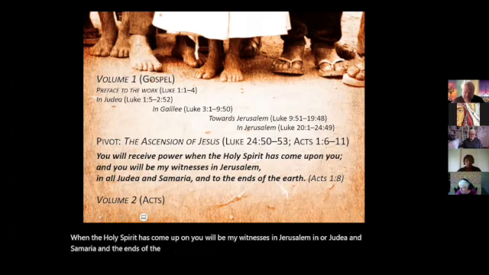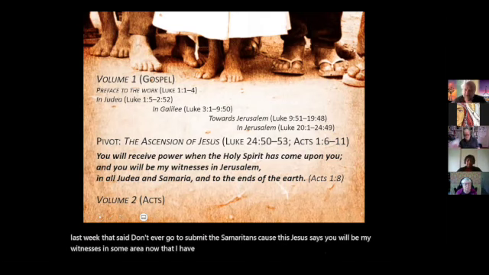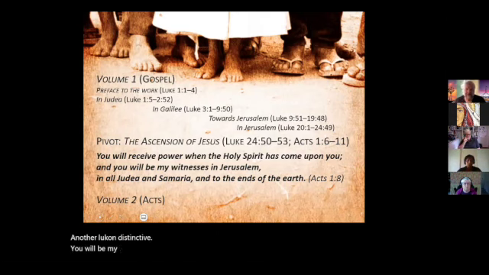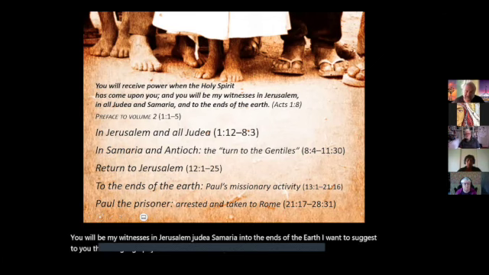So this Jesus is set apart from the Matthean Jesus that we saw last week that said, don't ever go to the Samaritans, because this Jesus says, you will be my witnesses in Samaria now that I have left. So you will receive power when the Holy Spirit has come upon you is narrated in chapter 2, the famous story of the day of Pentecost, another Lucan distinctive. You will be my witnesses in Jerusalem, Judea, Samaria, and to the ends of the earth. I want to suggest to you that the geography there sets out what happens in the book of Acts.